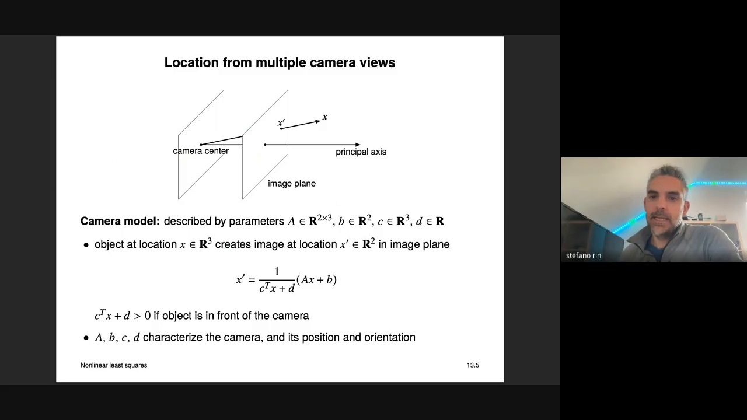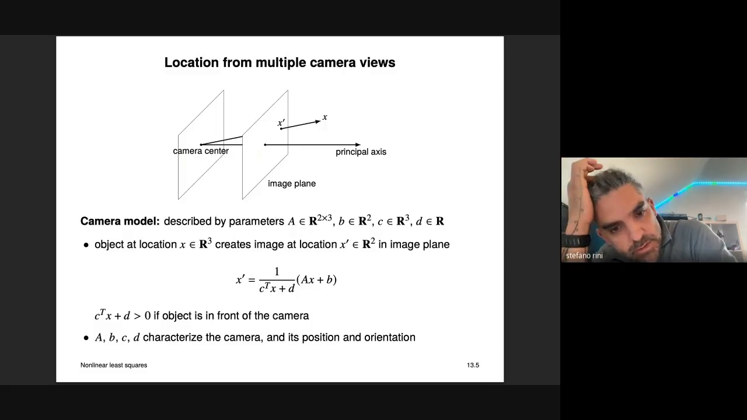So the A matrix determines how the 3D scene is projected on the camera lens through the camera features and whatever location we have. Then we have B, which is in R squared, and C, which is in R cubed. So our observation model is this one here, right? This is the camera center. This is the principal axis of the camera, and this is X in 3D. This is X prime in 2D.